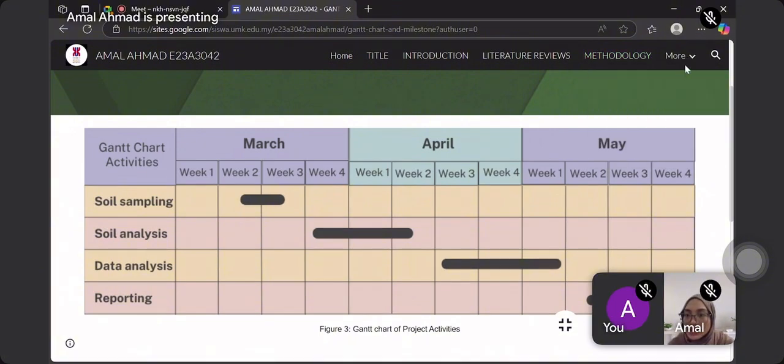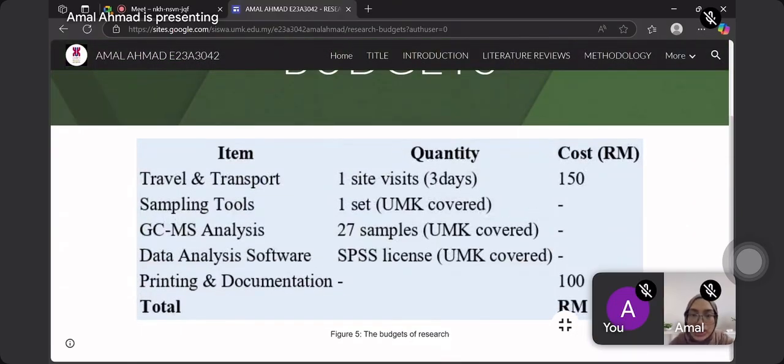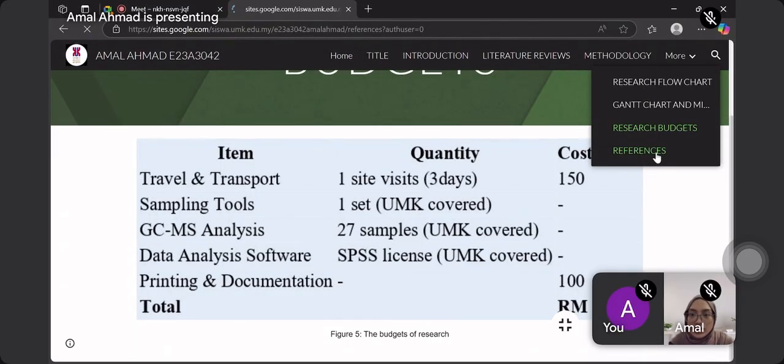So the research budget is travel and transport: I visit one site visit, 3 days, 150. Sampling tools, one set from UMK. GCMS analysis from UMK, 27 samples. Data analysis software, SPSS license from UMK. Printing and document I use 100 only, and the total is 250. Thank you so much for lending me your ears.